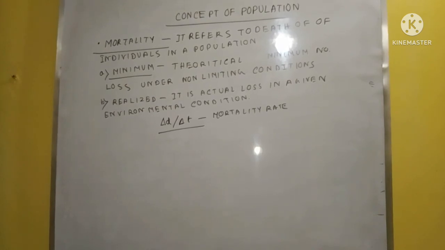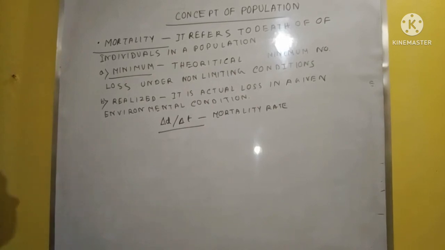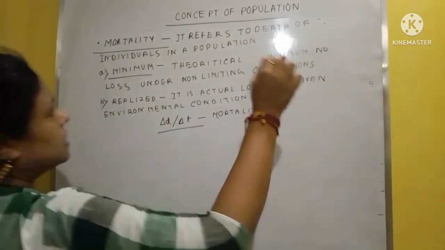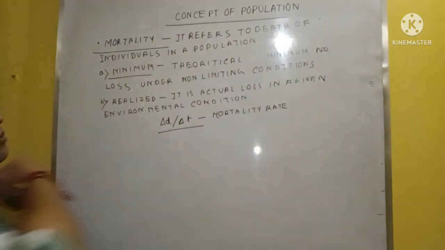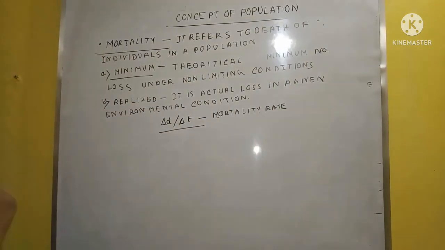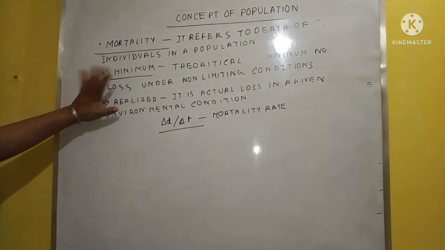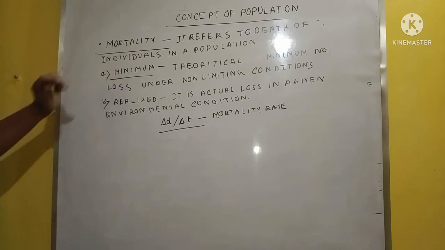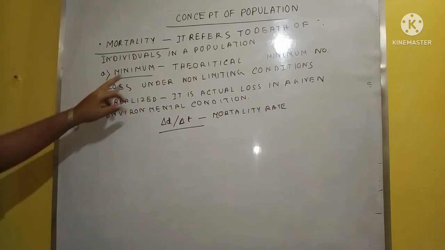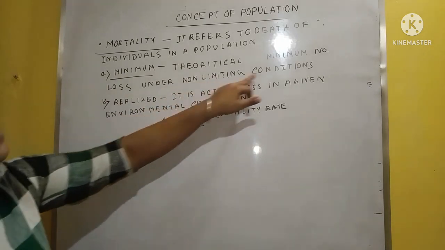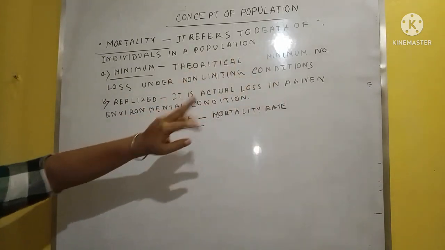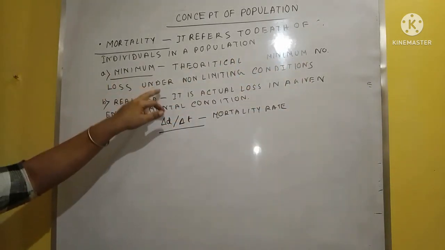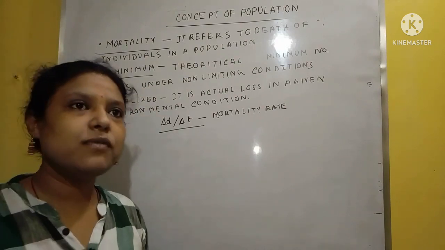This is the mortality rate, or mortality. Mortality refers to the death of individuals in a population. Here we also see two types of mortality rate: one is the minimum, another is the realized. Minimum means the minimum number of loss under non-limiting conditions.